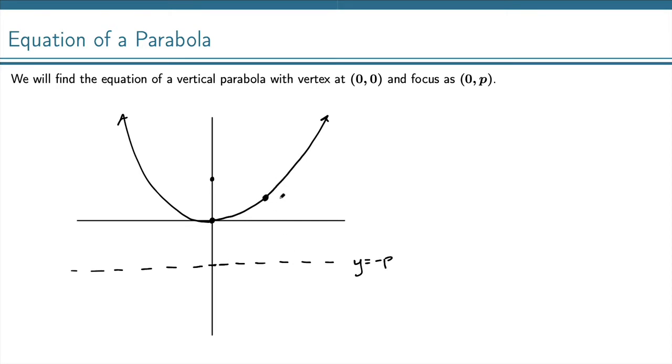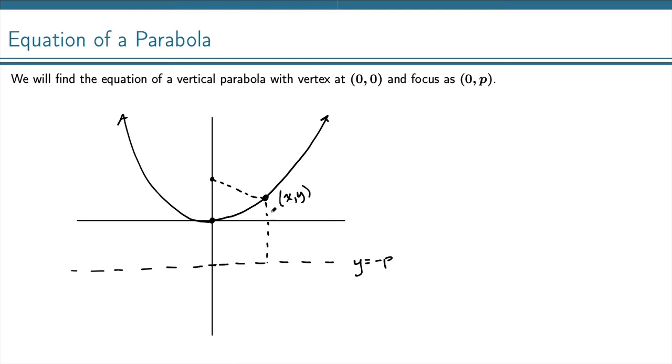And we'll say that that arbitrary point is x comma y. And we know that the distance from the focus to that point is the same as the distance from that point down to the line. And so we can get both of those distances and set them equal to each other, and that will give us an equation for the parabola.